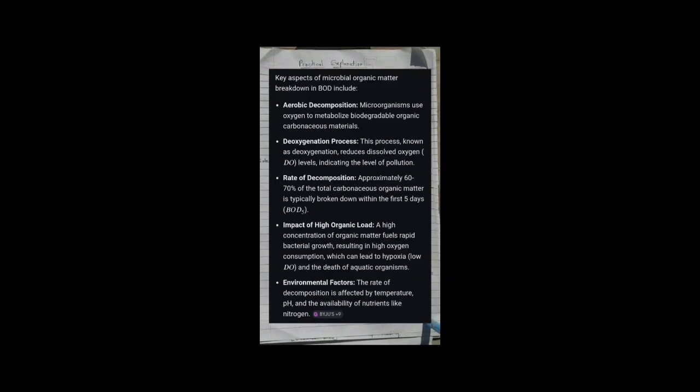So what is organic matter? Organic matter means carbon-containing compounds, which are animal waste, plant waste, oil, fat. Those are the organic matters.